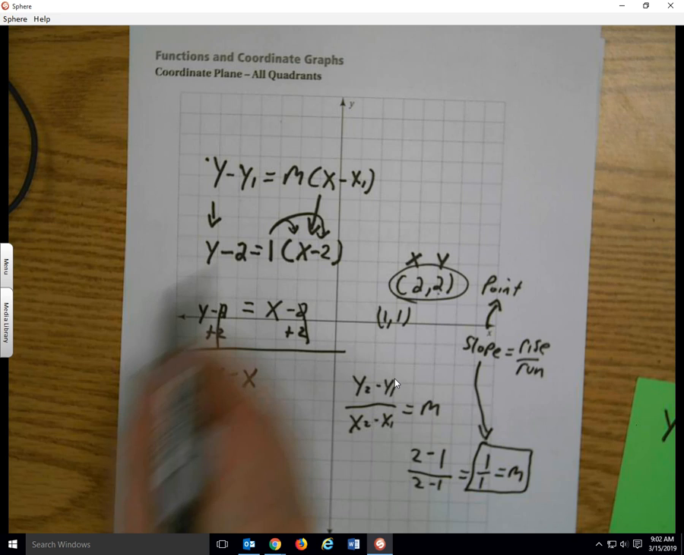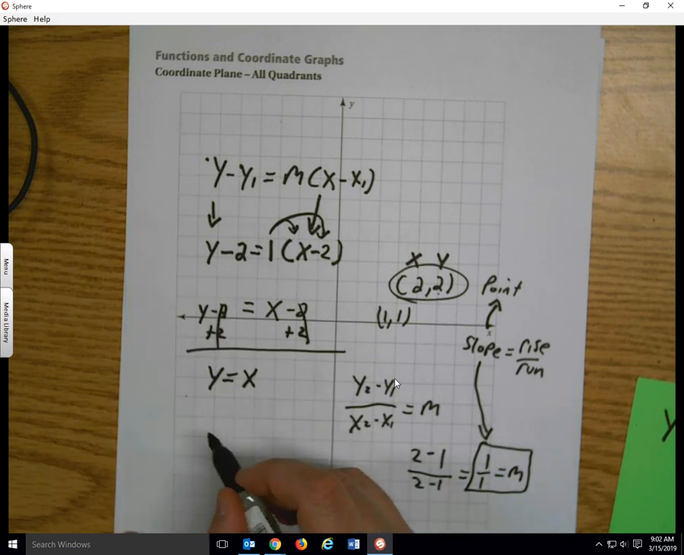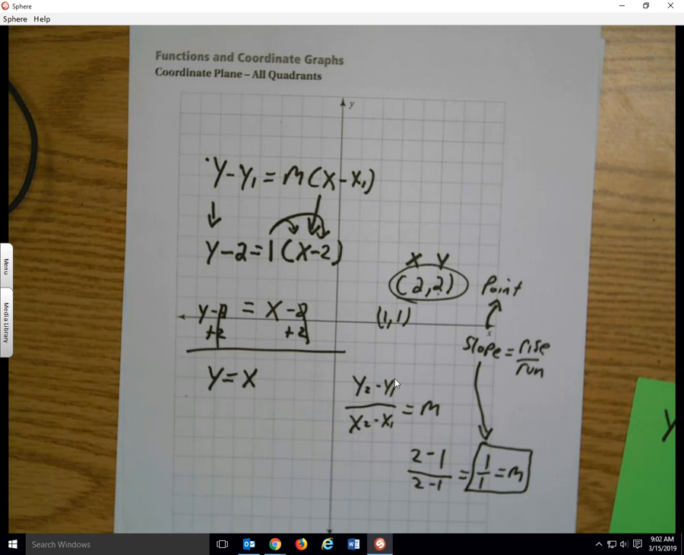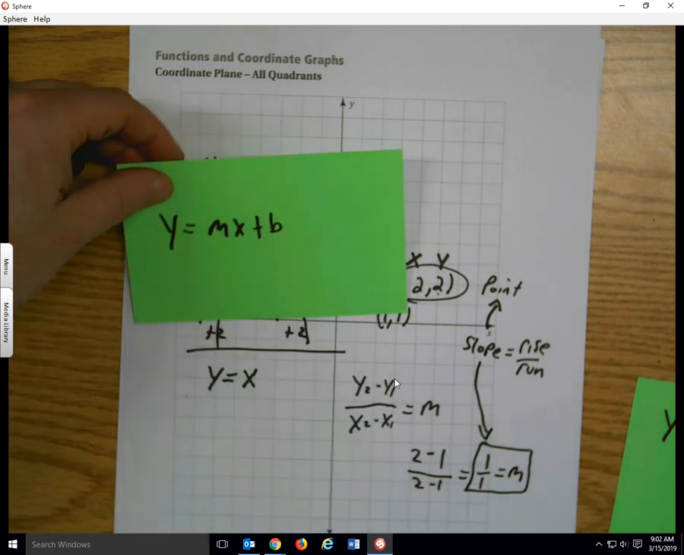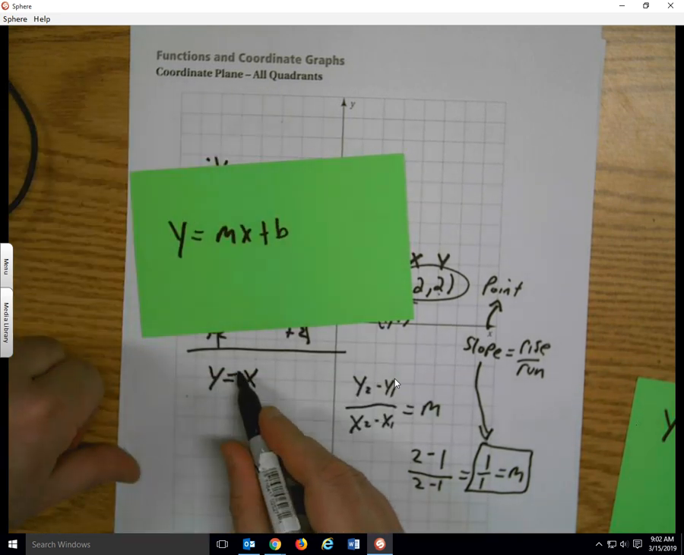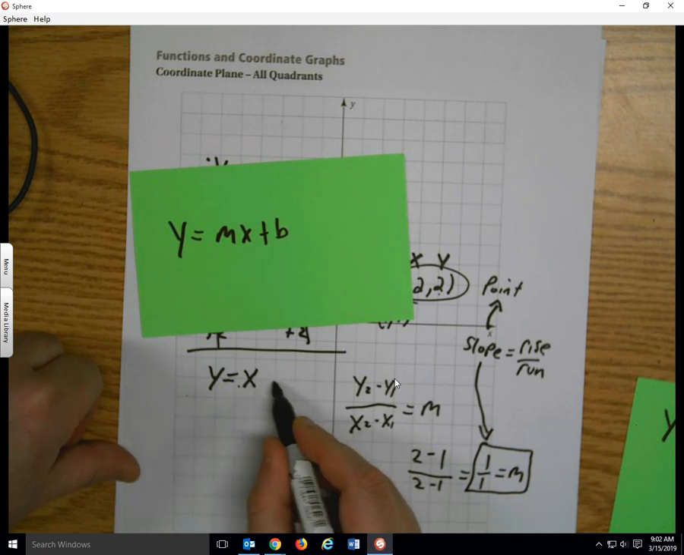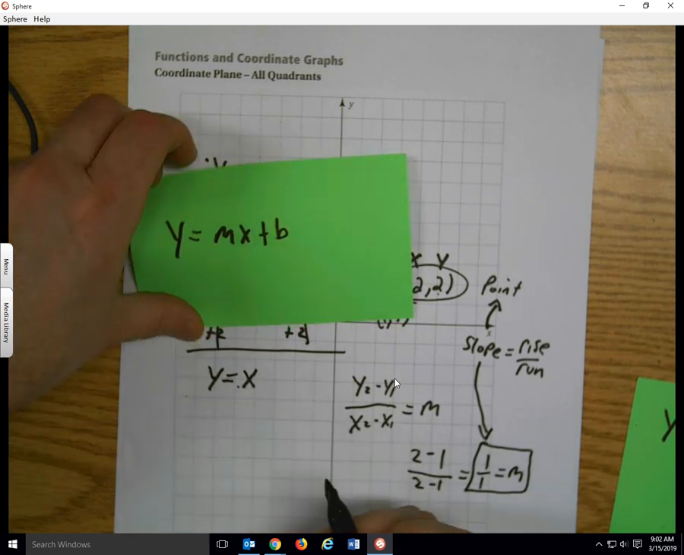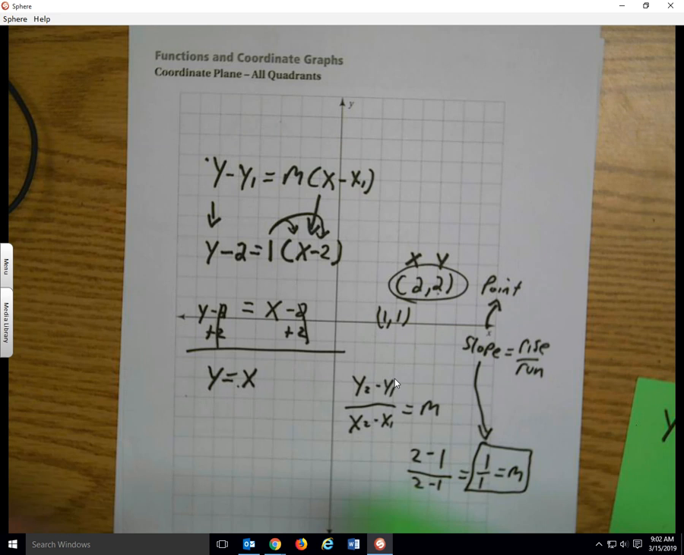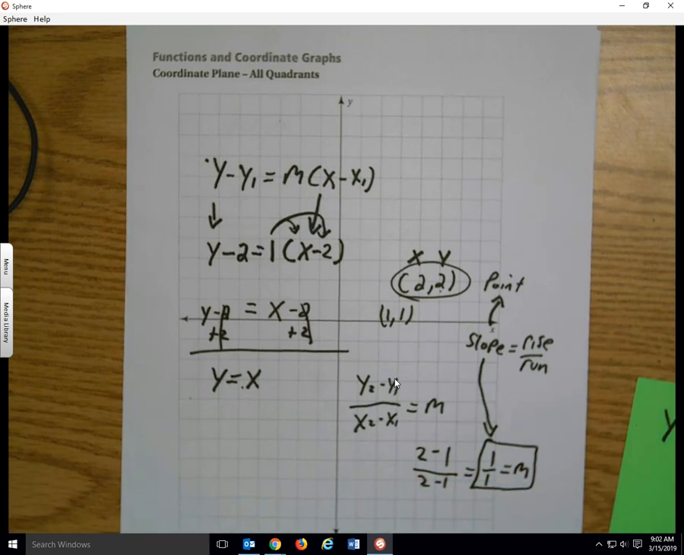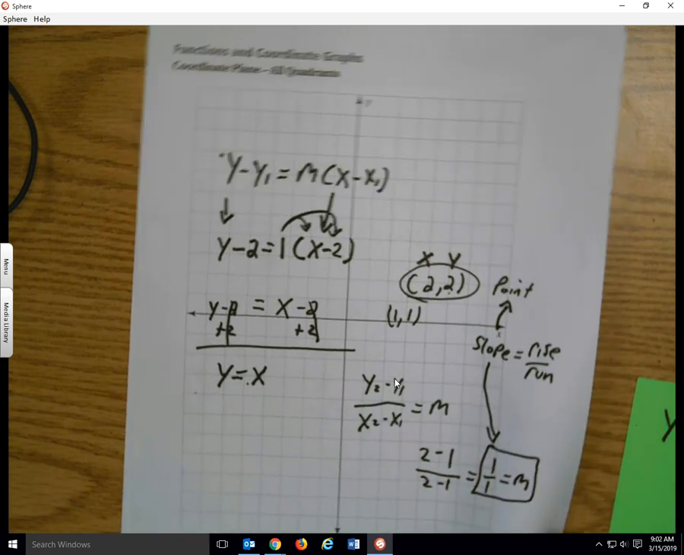What's the value of this question? It puts it into slope-intercept form. It puts it into that y equals mx plus b format. Y equals m, which is a 1, x, and there is no b this time. But if there were, it'd be plus b. Okay, that was a lot of theory. I hope everybody stayed with it.